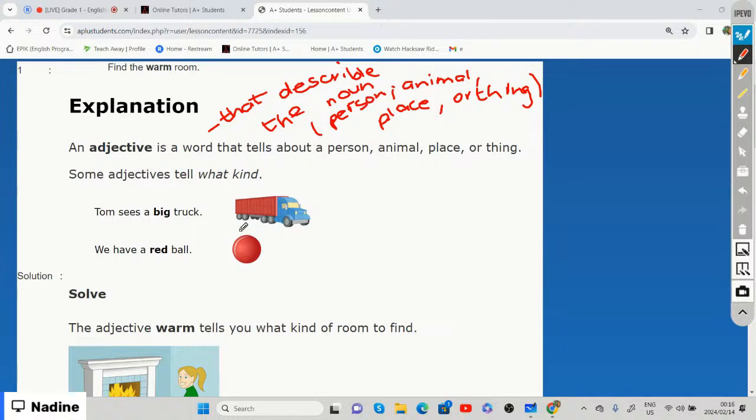And we said that Tom sees a big truck. And remember, you need to ask what kind of truck. Whenever there's a sentence, you need to either ask yourself what kind, or you need to ask yourself how many, right? So in this case, Tom sees a big truck. So now you ask yourself, what kind of truck? And then they will say it is a big truck. So our adjective that we identify is big.